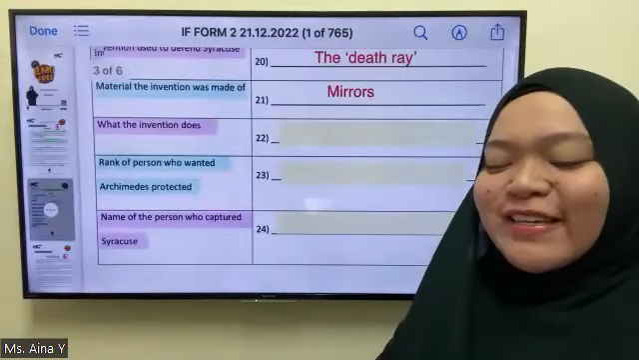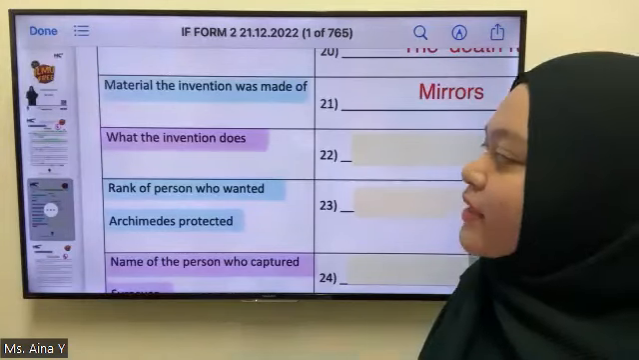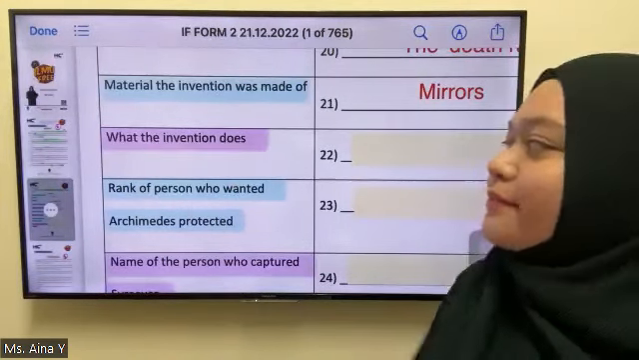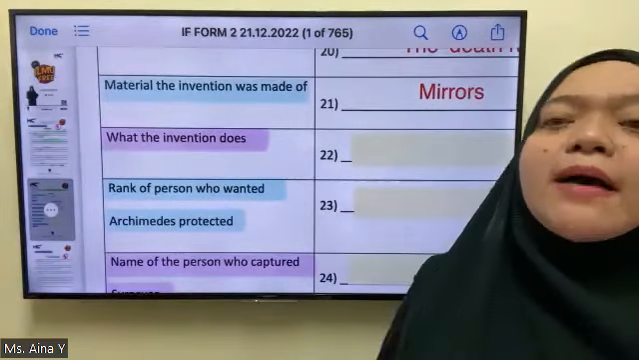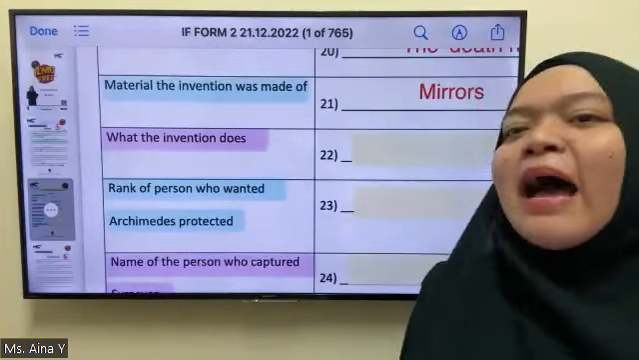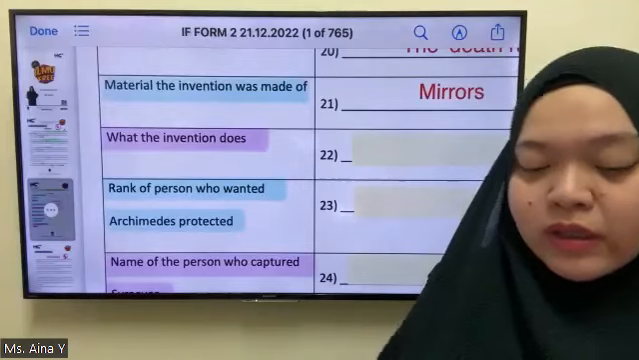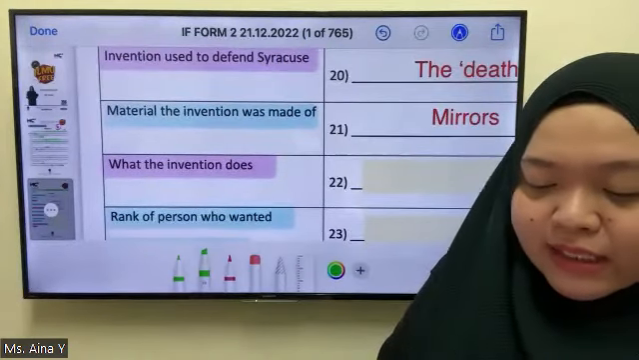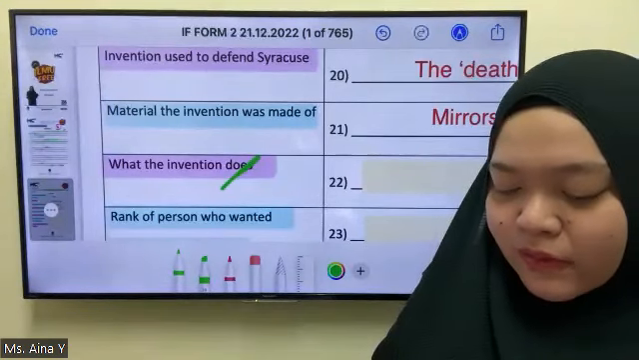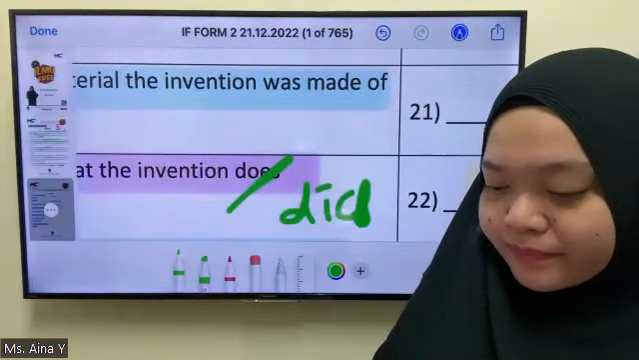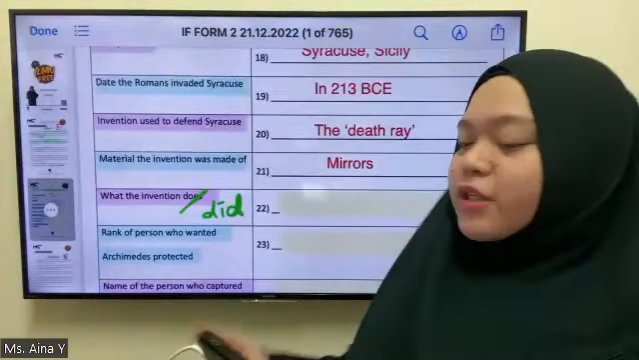Okay, let's move on to number 22. What the invention does. Dia letak does. Sepatutnya date ni. Typo lah teacher ni. Okay, abaikanlah typo teacher ni. So, what's the answer? Apa kerja? Apa function? The invention. Teacher tak puas hati tengok teacher tertypo kat sini. Tukar jadi date. Okay dah. Alright, nanti teacher kena tukar sikit ayat teacher ni.